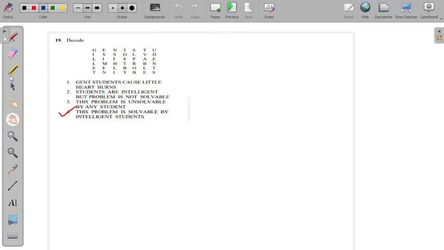So now I have to decode this. This is very simple. The answer will be the fourth option. We have to start from here. That is, this problem is solvable by intelligent students. So this is how to decode the given code.